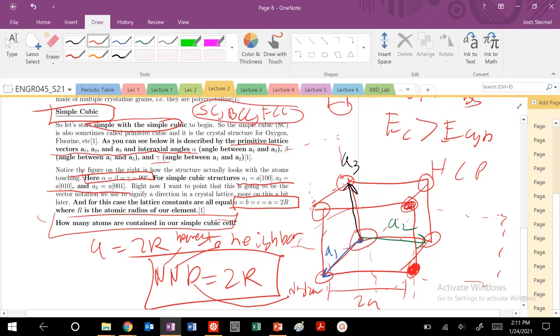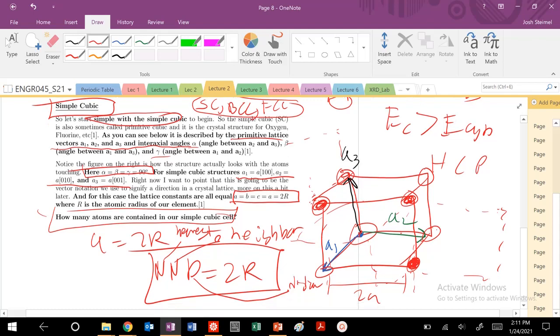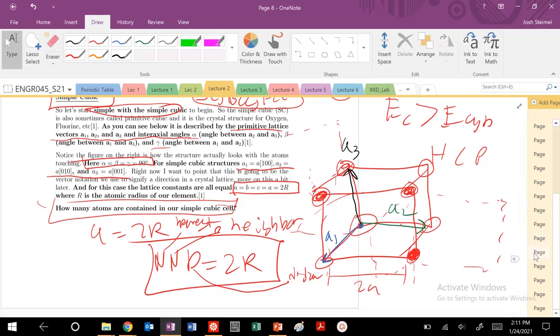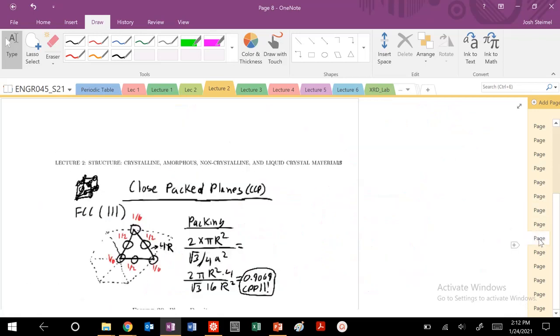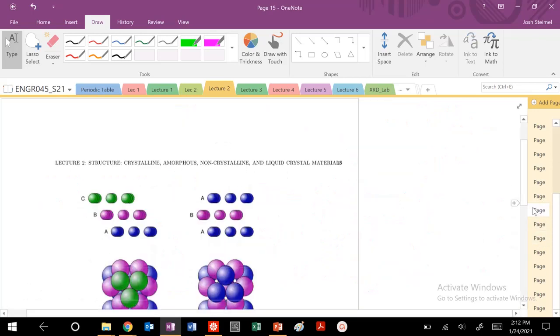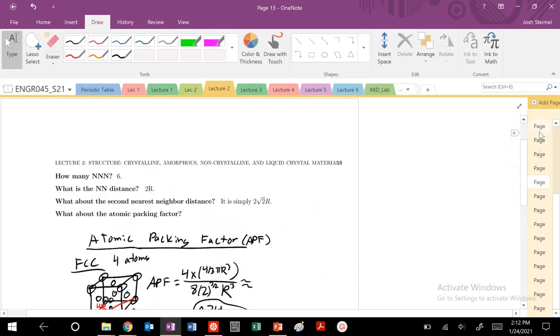So each of these corner atoms, in 3 dimensions for a cubic structure, corner atoms, so let's go ahead and move to the next page, unfortunately. Ooh, I might be lost on what page we're at, actually.